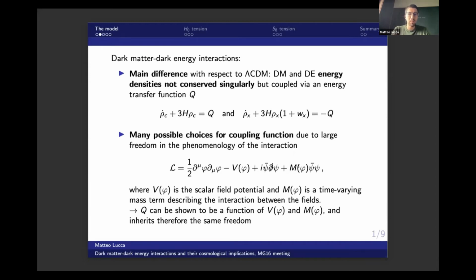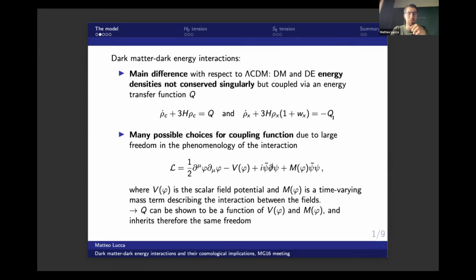It can then be shown that the transfer function Q is itself a function of V and M, and so intrinsically inherits the freedom that you have in the model building. Of course, this is just one way of seeing it. You have just seen that there are many possibilities, also coming from modified gravity, to derive this sort of coupling function. So really take this as a justification for why Q is really hard to pinpoint to a precise form with precise features.